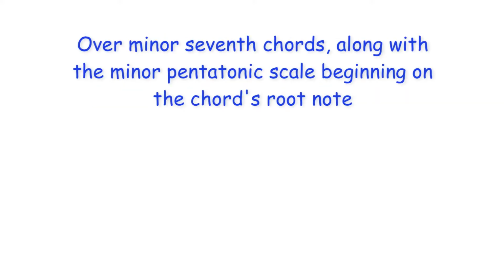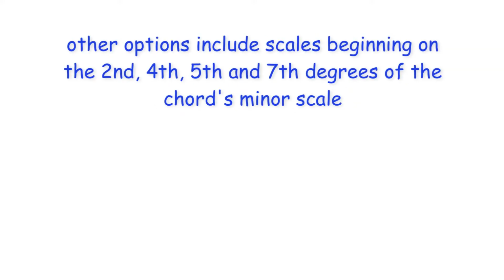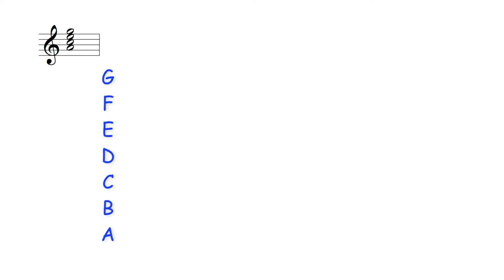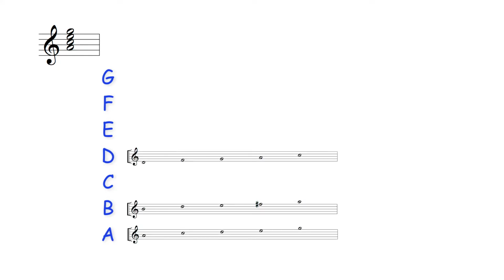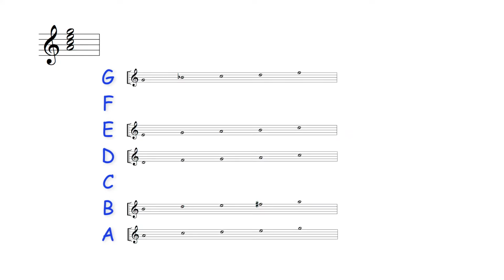Over minor seventh chords, along with the minor pentatonic scale beginning on the chord's root note, other options include scales beginning on the 2nd, 4th, 5th and 7th degrees of the chord's minor scale. For example, over an A minor 7th chord, minor pentatonic scales beginning on the 1st, 2nd, 4th, 5th and 7th degrees of the A natural minor scale may be used.